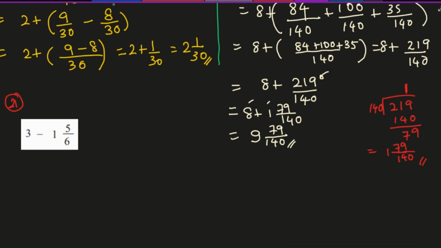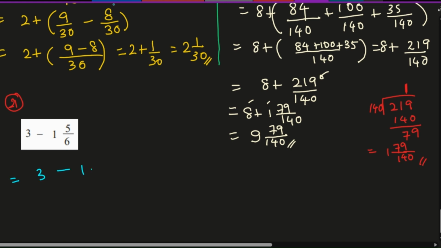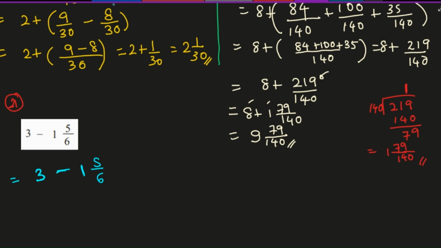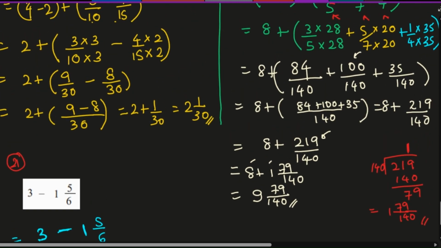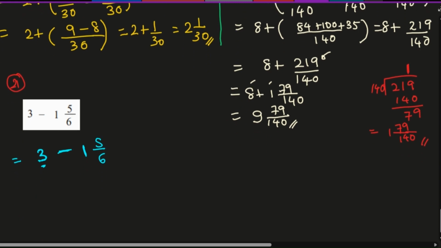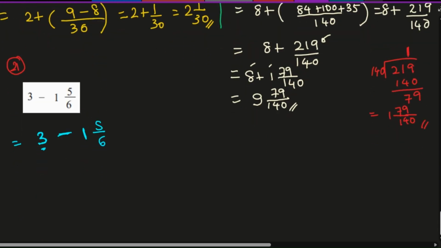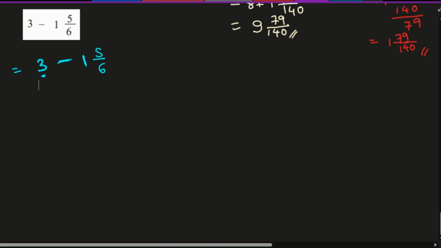Right, here we come up with the final example. 3 minus 1 and 5 upon 6. Okay, in this case, you can see that there is no proper fraction part, but only here it's a whole number, right? So, what I will do here is, let's do the calculation like this. You know that even though you cannot see any value here, it's 1.